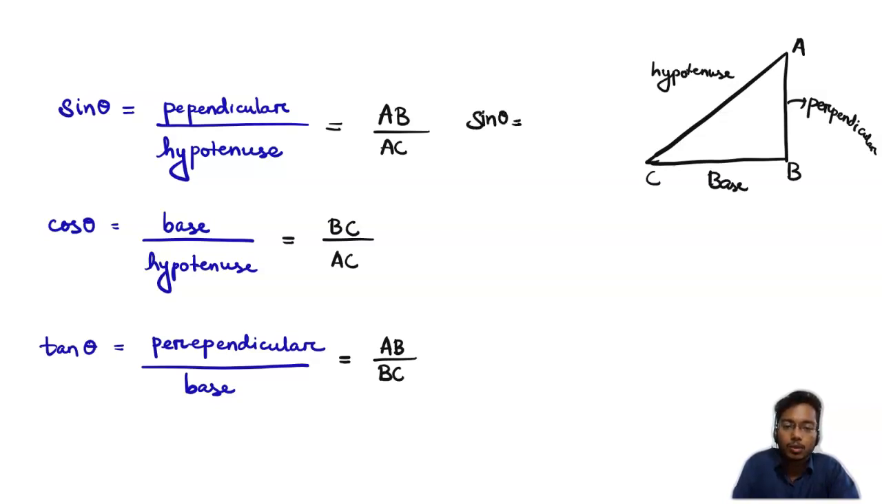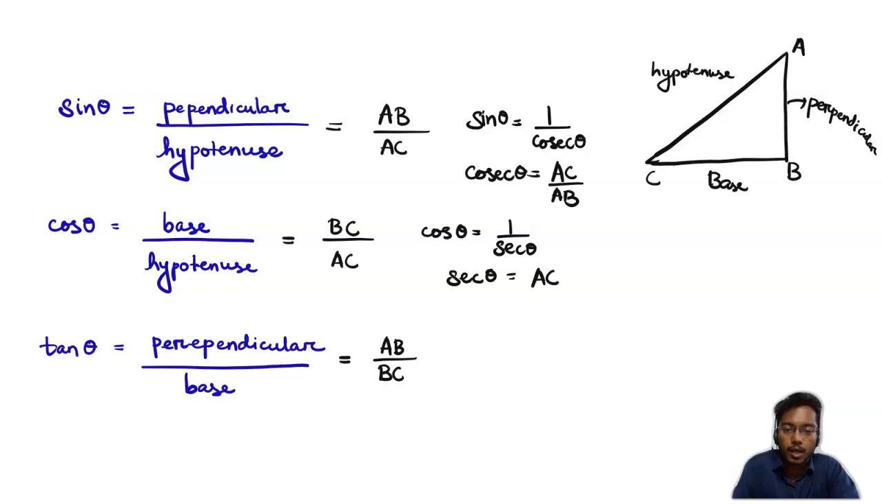sin theta is equals to 1 upon cosec theta. Okay. So the value of cosec theta will be just reciprocal of this. It means AC upon AB. Okay. Likewise, cos theta is equals to 1 upon sec theta. So the value of sec theta will be reciprocal of the cos theta, that is AC upon BC. And cot theta is equals to 1 upon tan theta. Okay. So cot theta will be reciprocal of the tan theta, that is equals to BC upon AB.